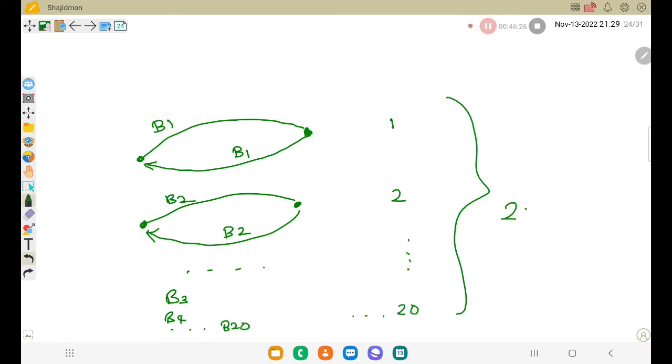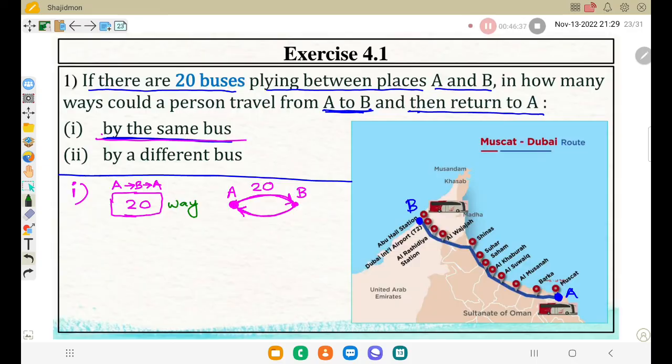This is the first part of the question. How many ways can he go? 20 ways he can go from A to B, Muscat to Dubai, and return back to Muscat. So I hope you understood the first question. Now I am going to do the second question.